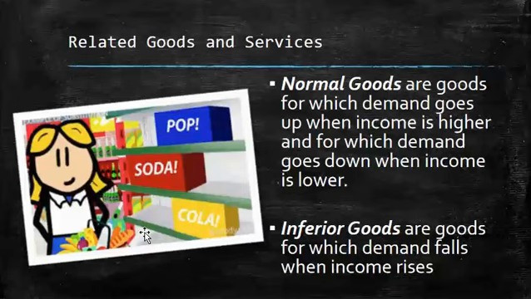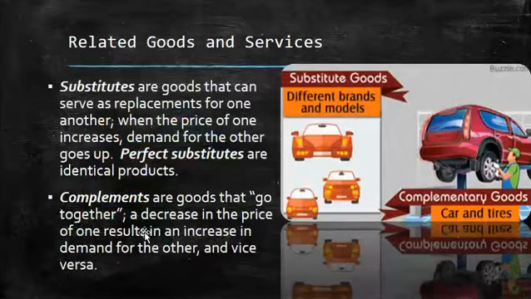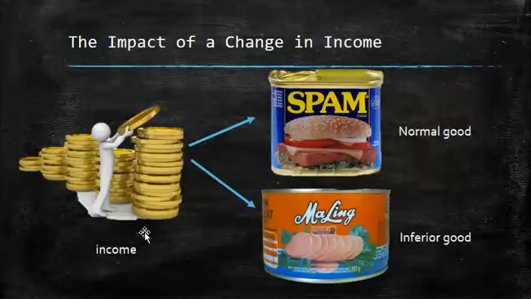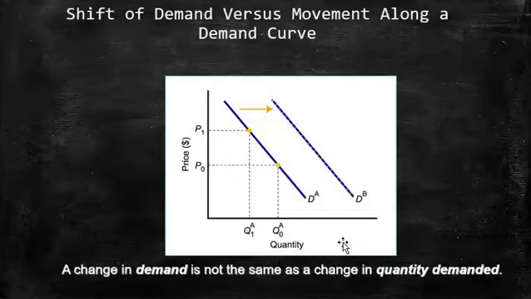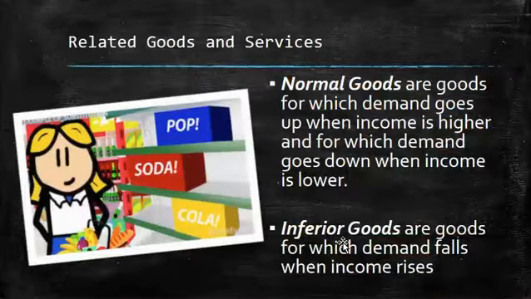Let's look at it. An example here is spam, and maling. This is the income. Between these two, of course, spam is superior when it comes to taste and quality compared to maling. Normal goods are goods for which demand goes up when income is higher and for which demand goes down when income is lower.